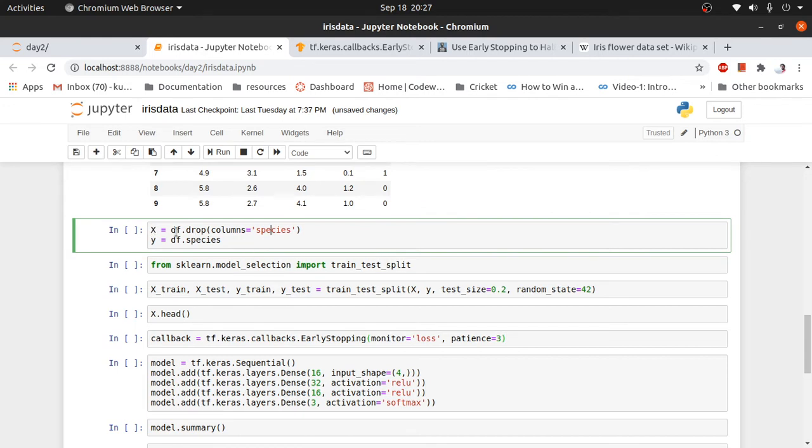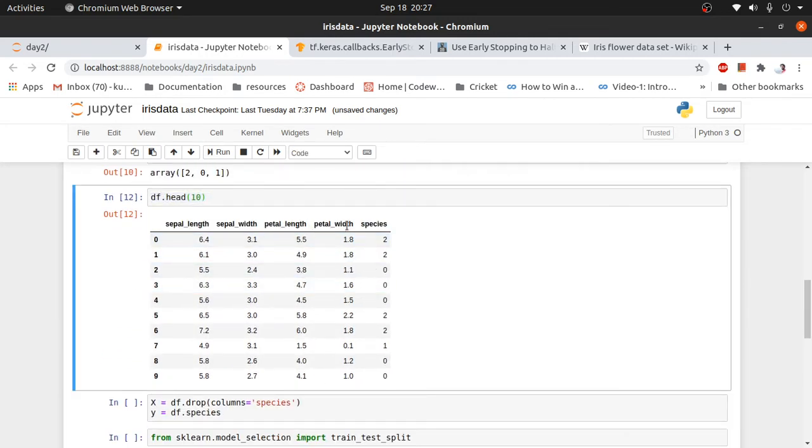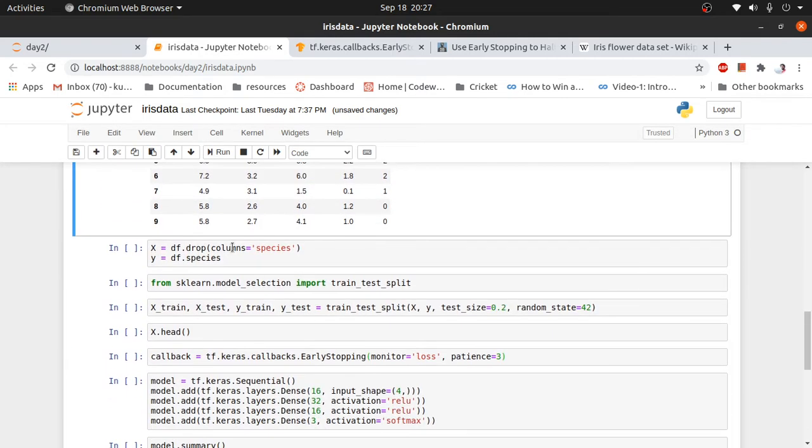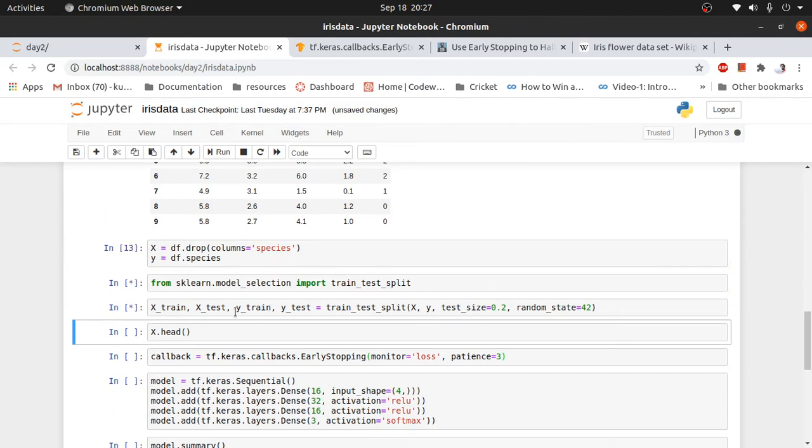Now I have declared the x variable and the y variable. In this, I simply remove this column, and these are the features by which we can predict the species. So let's do this and also create separate training and test data frames.